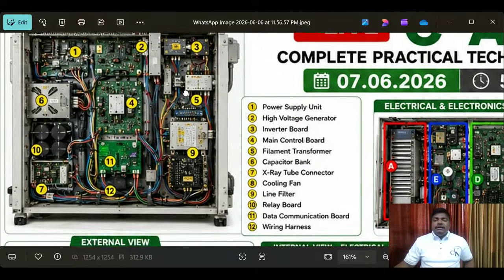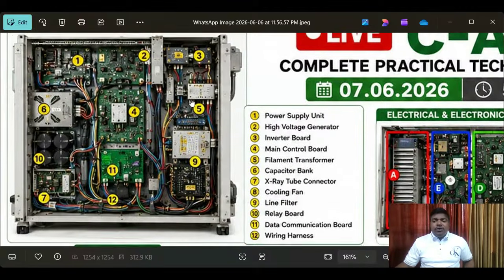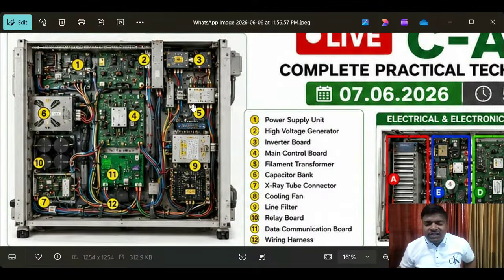Now see here, the complete CM. Now I'm going to read one by one. Listen to my voice very clearly, because this type of instruction and advice is very important. Many engineers are asking me for it. Okay, that's why I came back here. Next, second point, see here: high voltage generator. And the inverter board. See how it looks.